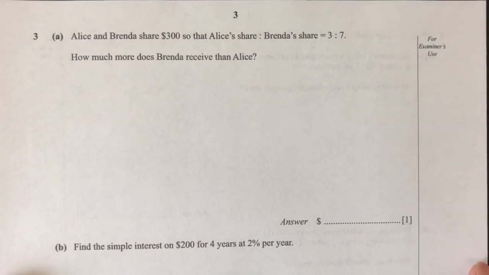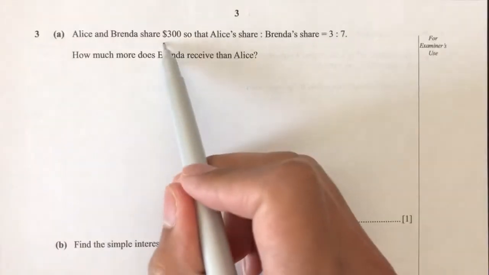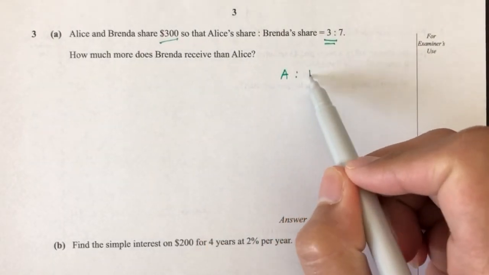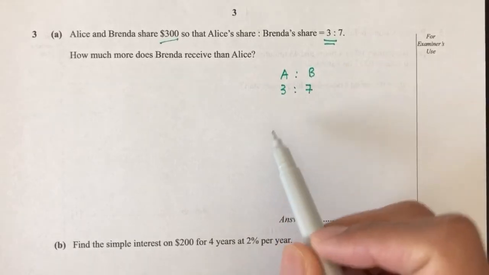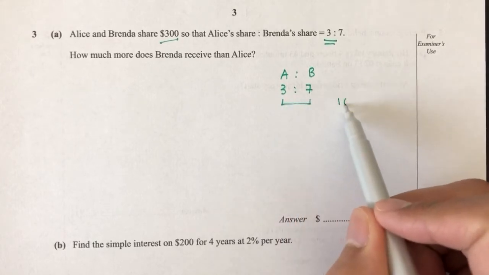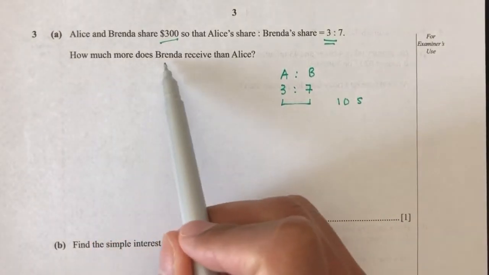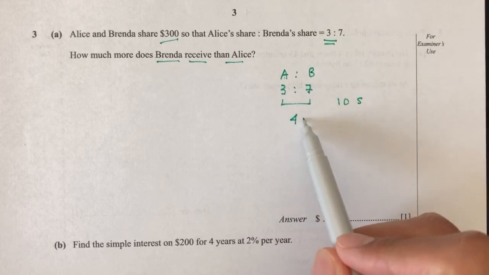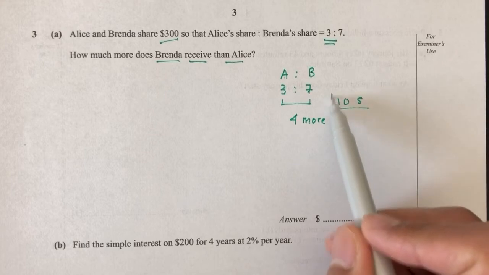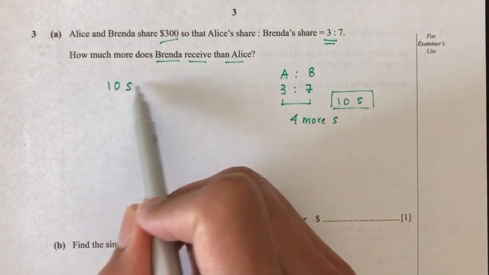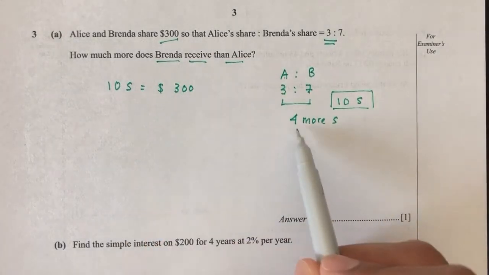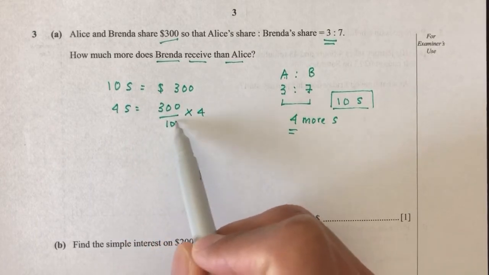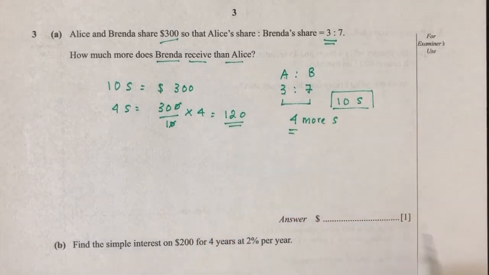Moving on to question number 3. Alice and Brenda share $300. Let's call Alice A and Brenda B, and the share ratio is 3 to 7. What is the total number of shares? 3 plus 7 is 10 shares in total. How much more does Brenda receive than Alice? 7 minus 3, she receives 4 more shares. We know 10 shares represent $300. How much do 4 shares represent? 4 shares will be $300 divided by 10 times 4. That becomes 120. So she received $120 more than Alice.